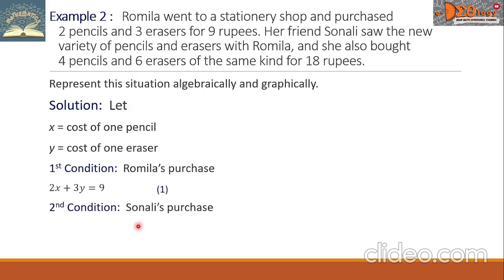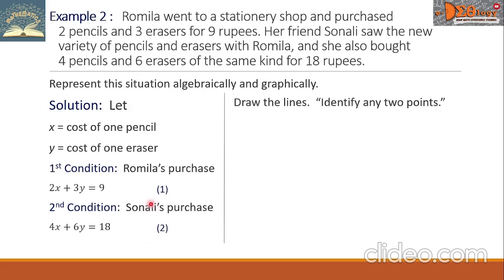Second condition is Sonali's purchase. Sonali bought 4 pencils and 6 erasers for 18 rupees. So we write 4x plus 6y equals 18. This is our equation 2. Now let us draw the lines. Let's identify any 2 points of each of the equations.